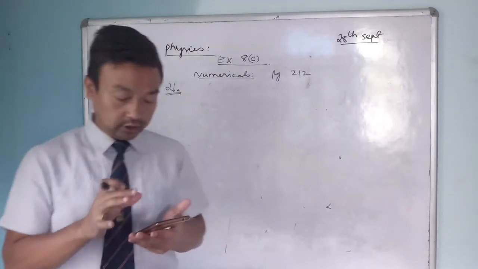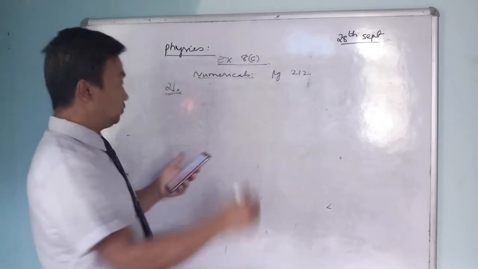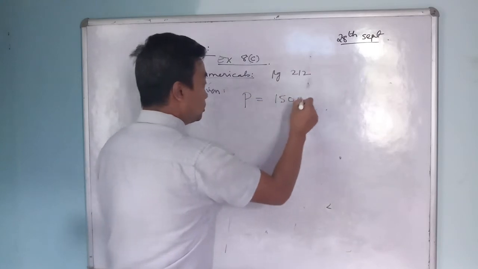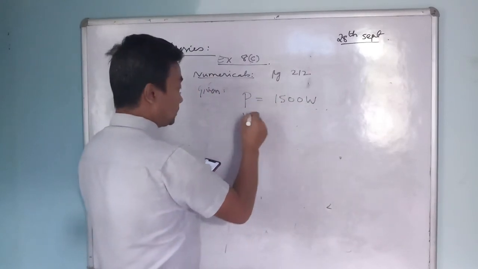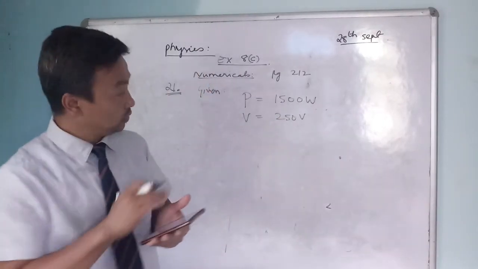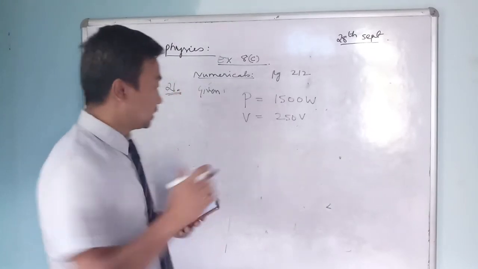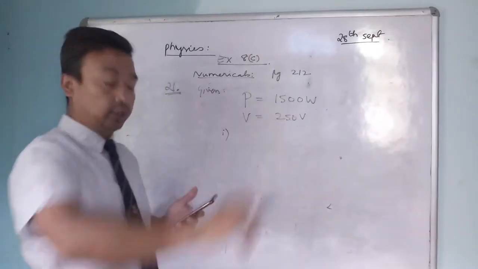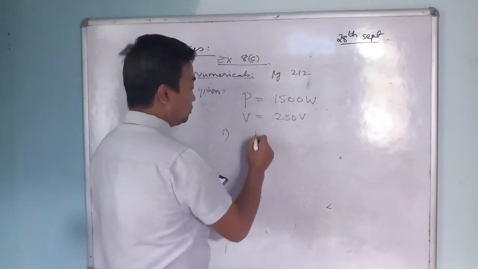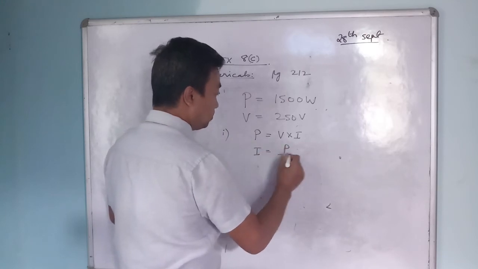There is a geyser, the electrical appliance, rated 1500 watt, 250 volt. 1500 watt means it consumes quite a heavy power, and as I have told you already, the potential difference, the voltage, will remain uniform around 240 to 250. This geyser is connected in the mains. Calculate the current flowing through the geyser. To find the current, we use power equals V into I, so it is very easy: P by V.